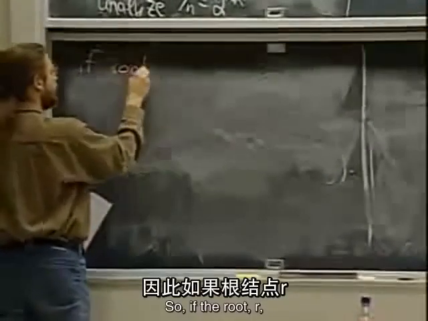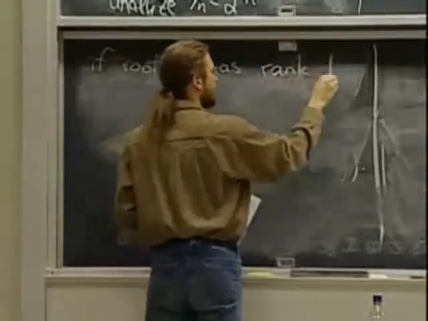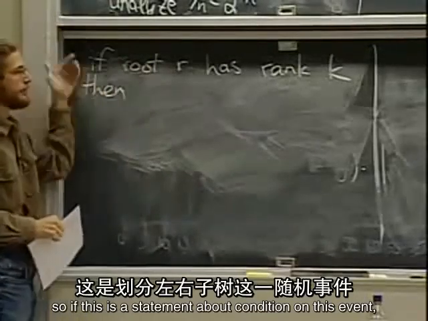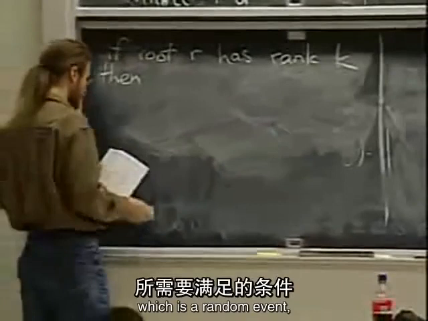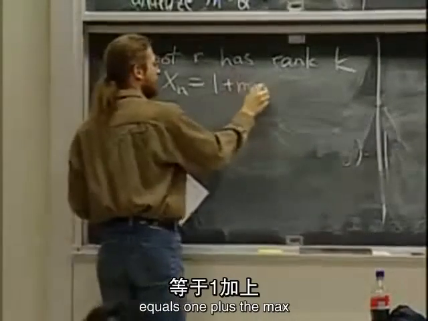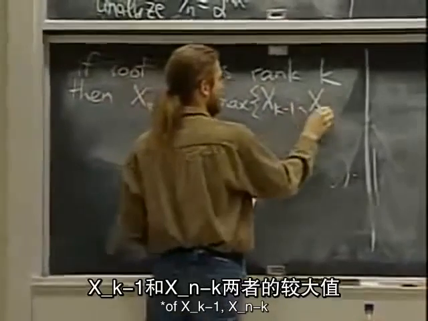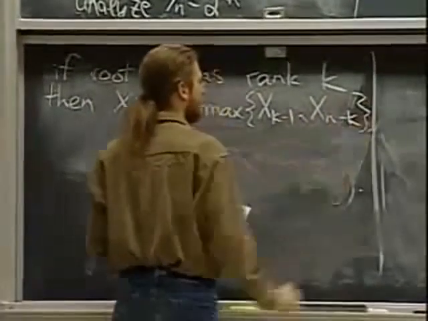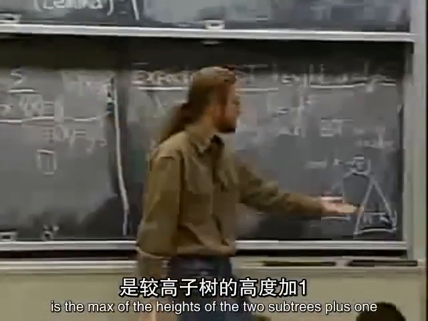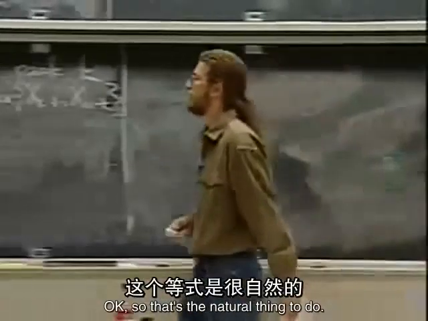So if the root r has rank k, this is a statement about conditioned on this event, which is a random event, then what we have is xn equals 1 plus the max of xk minus 1, xn minus k. Because the height of this tree is the max of the heights of the two subtrees plus 1, because we have one more level up top. Okay, so that's the natural thing to do.